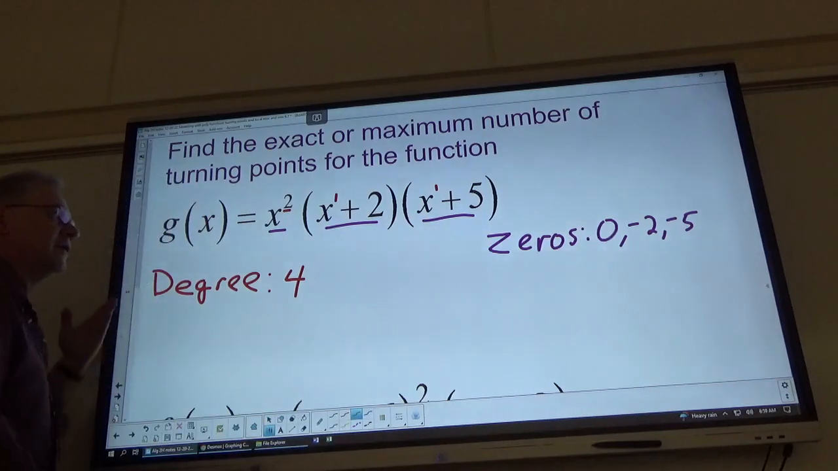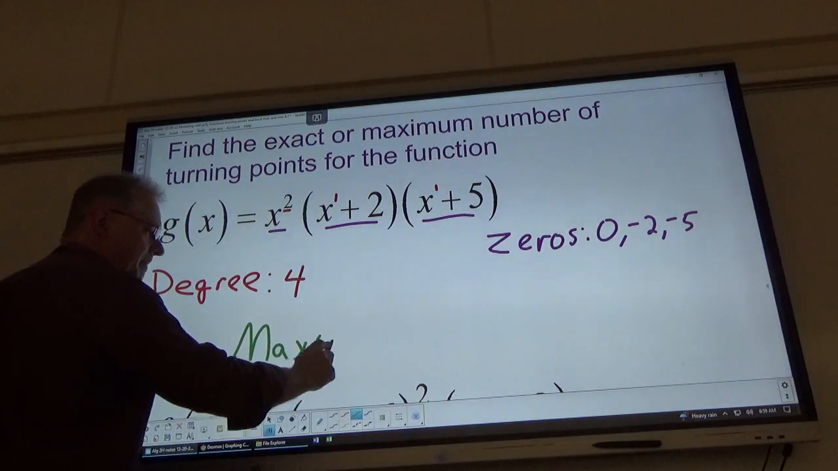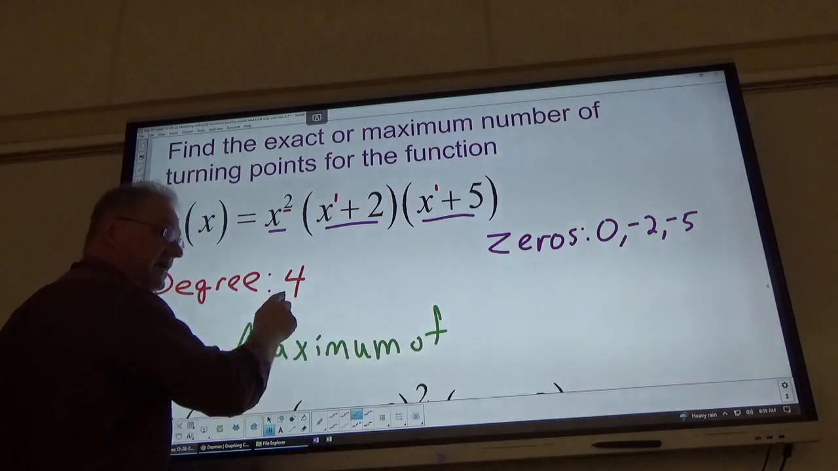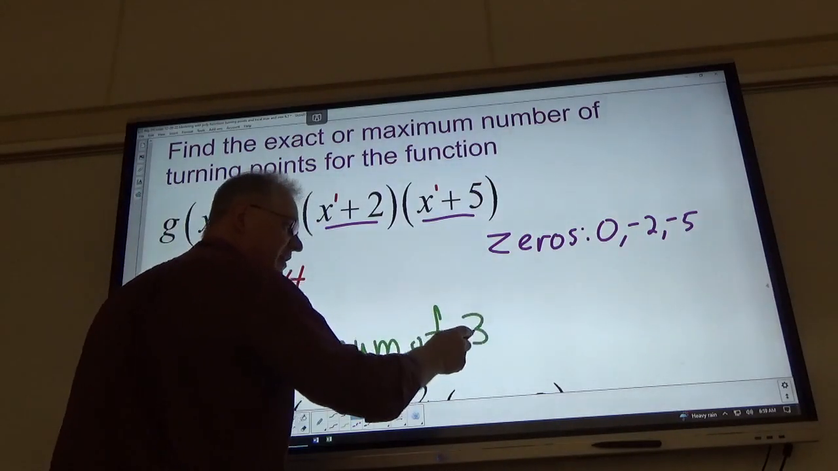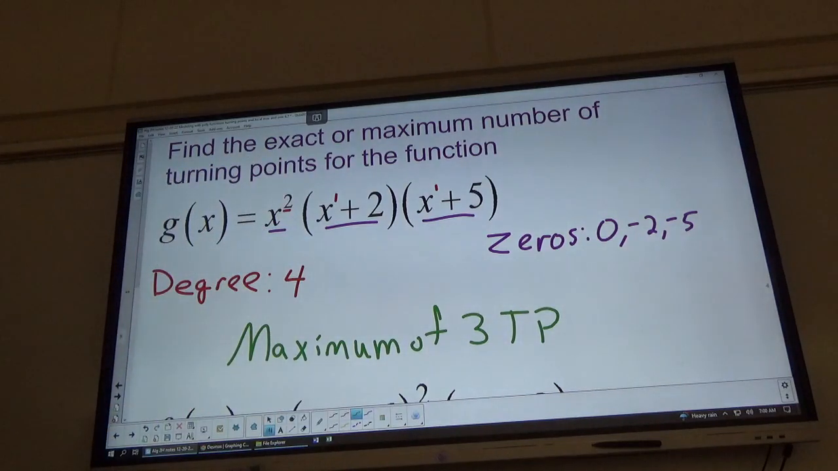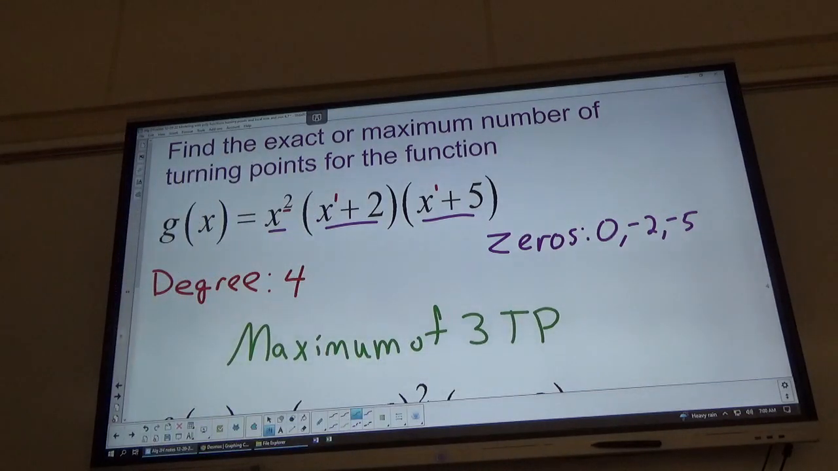So therefore, this is going to have a maximum of n-1, where n is the degree, so 4 minus 1, 3 turning points. Now you could abbreviate it TP if you like. No, that does not stand for toilet paper. It's turning points, so maximum of 3 turning points.